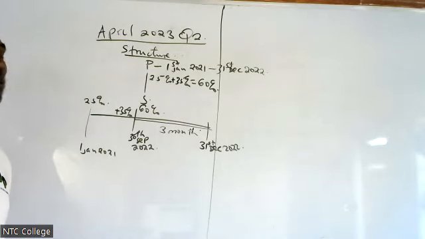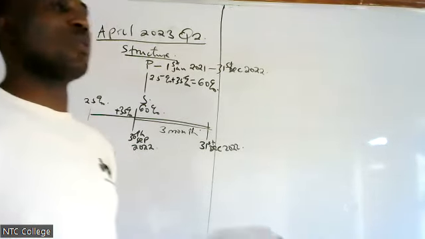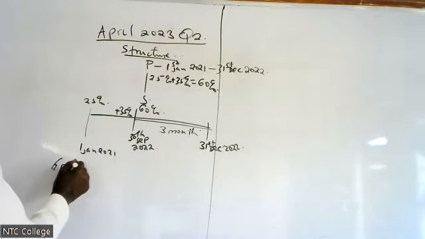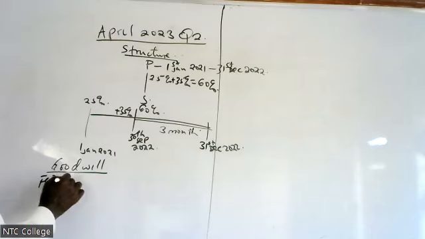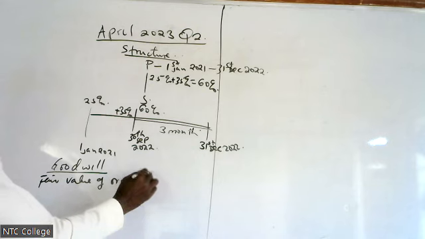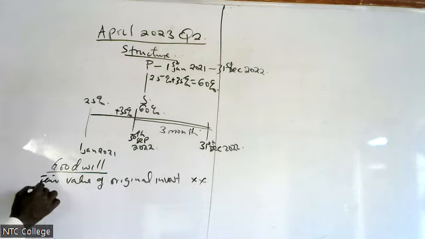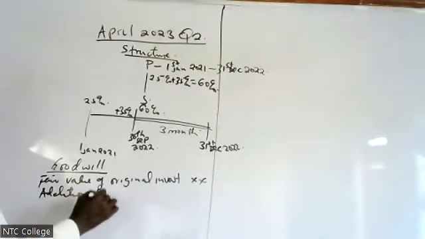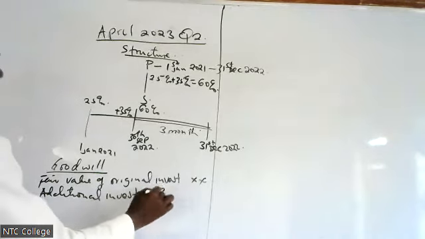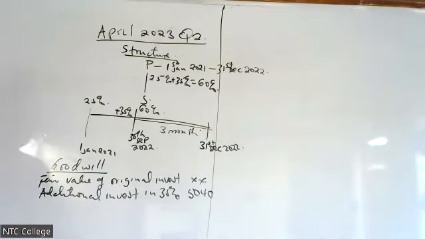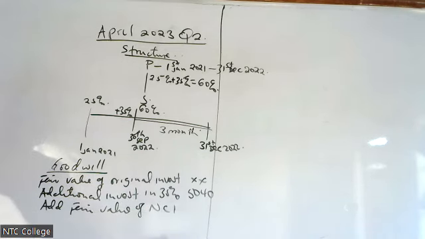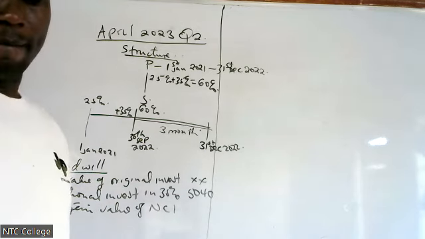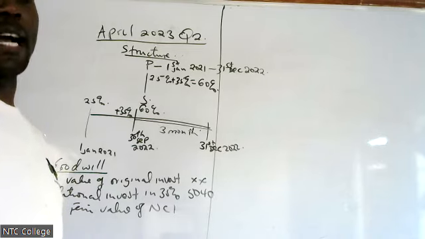Therefore, the next step, I'm going to compute goodwill. Goodwill: we take the fair value of original investment. Then we add the additional investment in 35%, which was 5040. Then we add the fair value of NCI.